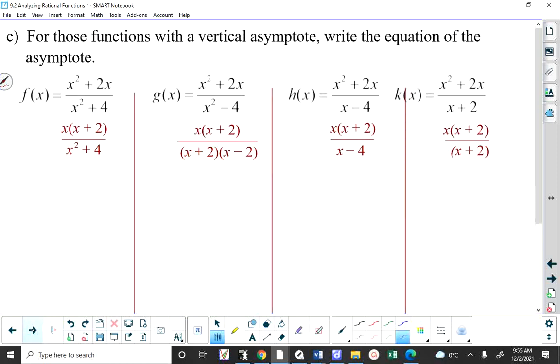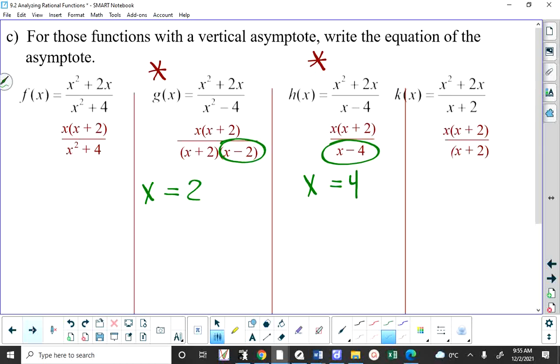For those functions with a vertical asymptote, so there was a vertical asymptote with g of x, and there was a vertical asymptote with h of x, what's the equation of the asymptote? Well, it was the x minus 2 that did not cancel, so the equation of the asymptote is x equals 2. It's x equals whatever the non-permissible value is. And here, this was the factor that produced the vertical asymptote, so x equals 4 is the location of it.